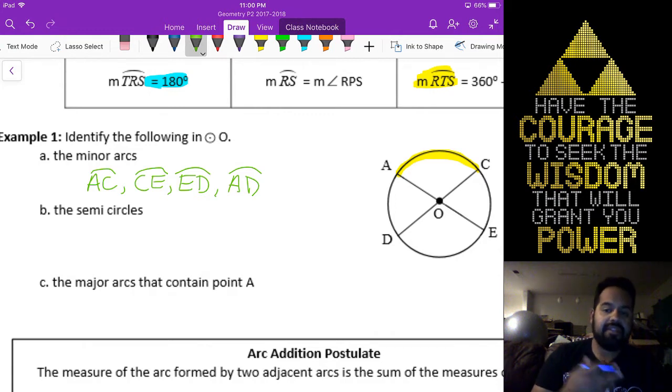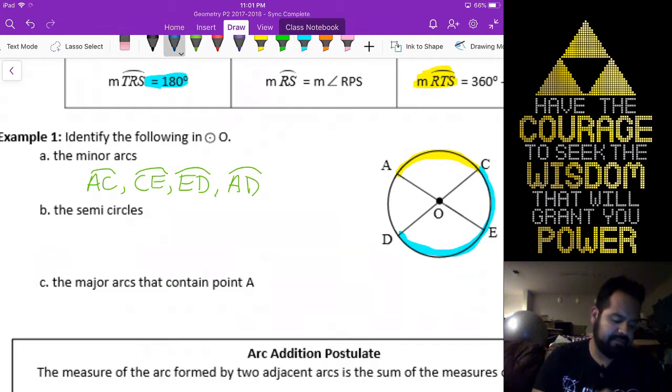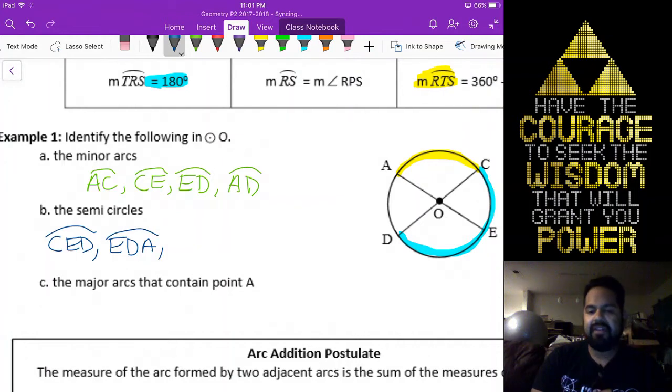Now for a semicircle, you just need a full half turn. So it could be something like this. So I can say CED. So here's CED with my arc symbol. I could even do EDA. I could also do DAC.